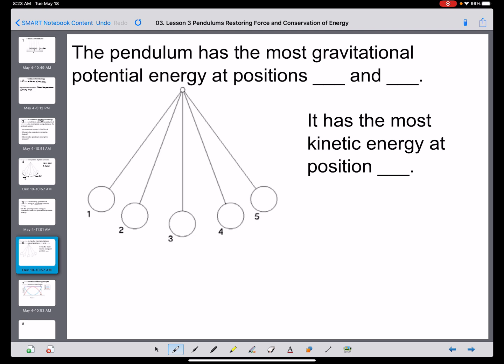So what we need to know is that the pendulum has the most gravitational potential energy at positions 1 and 5. And again, that's because gravitational potential energy depends on height, and it's going to have the most kinetic energy wherever it's traveling the fastest. And since it's traveling fastest at position 3, that's where it has the most kinetic energy.